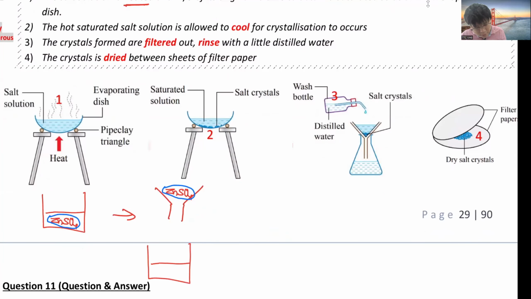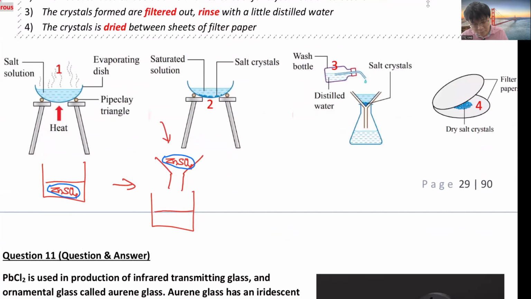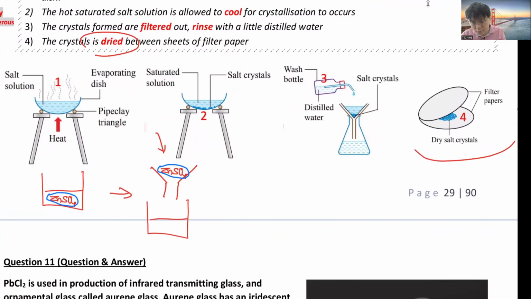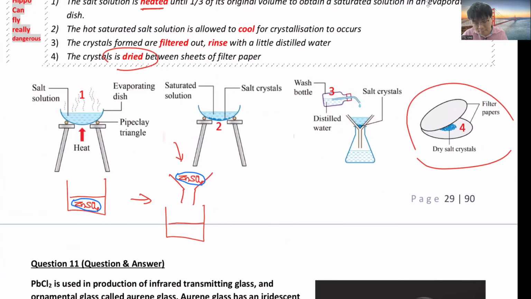The remaining solution here. Then you rinse it with a little distilled water. Dry them between sheets of filter paper. You'll get a zinc sulfate crystal. Okay, so this is the second method.